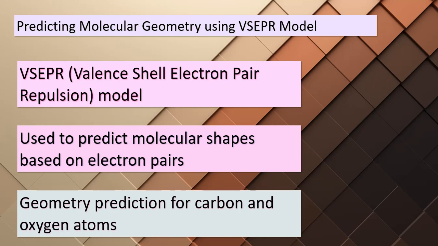Now, let's apply this idea to our given arrangement of atoms, carbon and oxygen. We'll analyze how the VSEPR model helps us anticipate the geometry around each carbon and oxygen atom. Get ready to unlock the secrets of molecular structures.